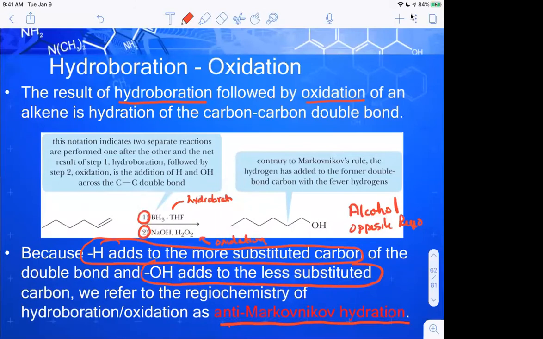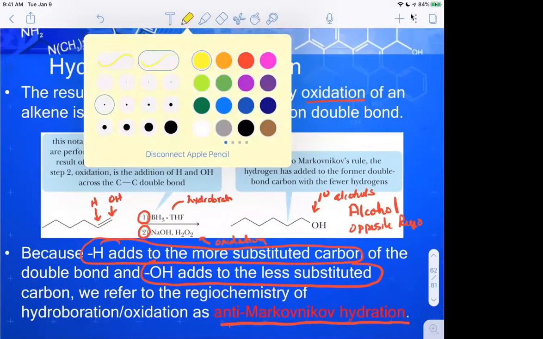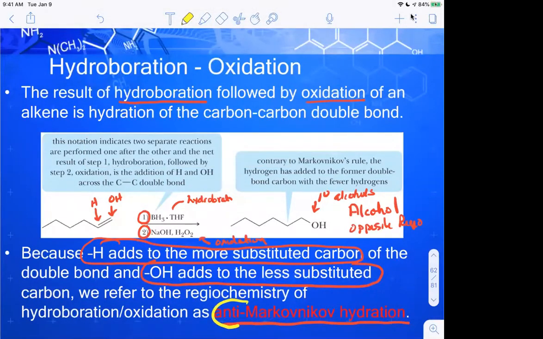Remember, it was very difficult to make primary alcohols, but I can do this because my hydrogen actually ends up here and my OH ends up on my least substituted carbon. Again, this is the opposite of what we've seen before. So it's called anti-Markovnikov hydration.